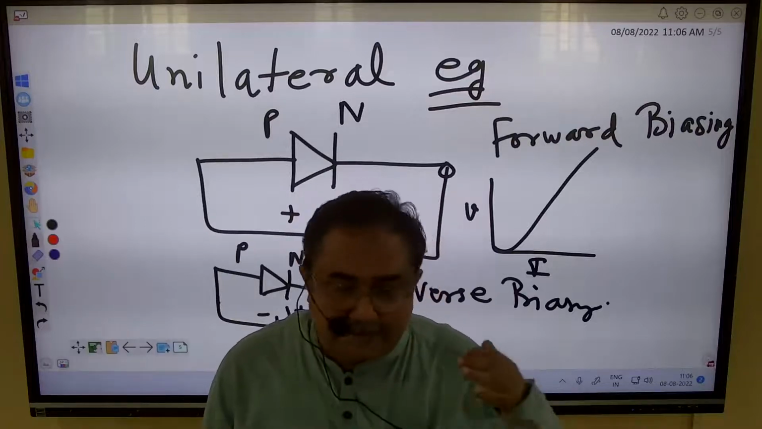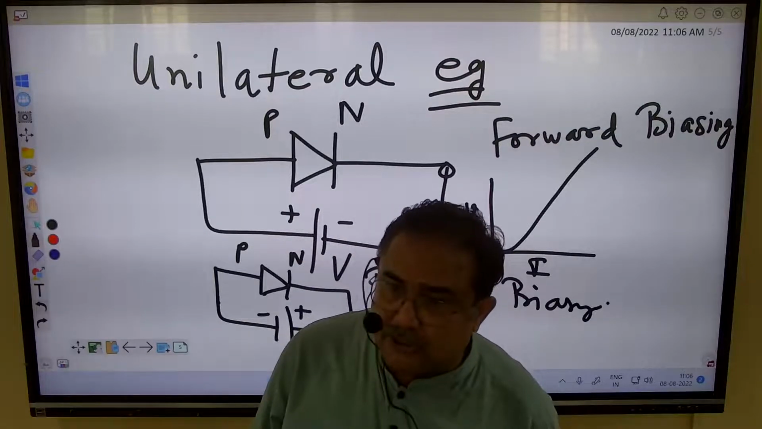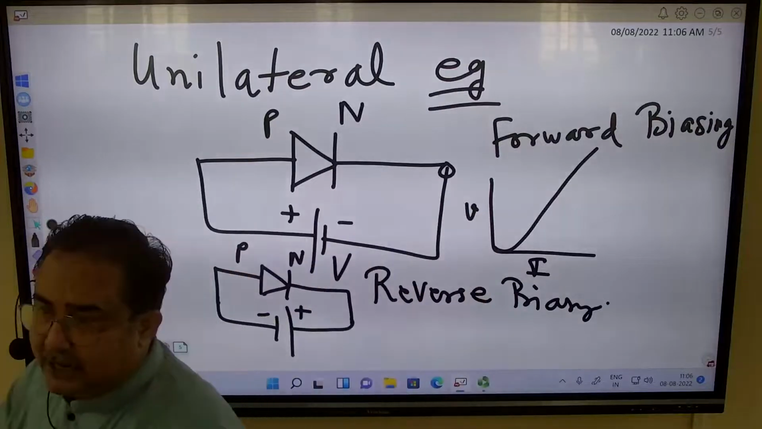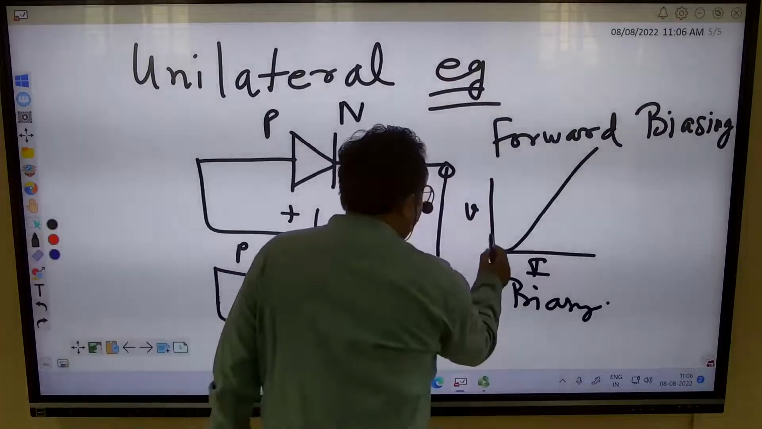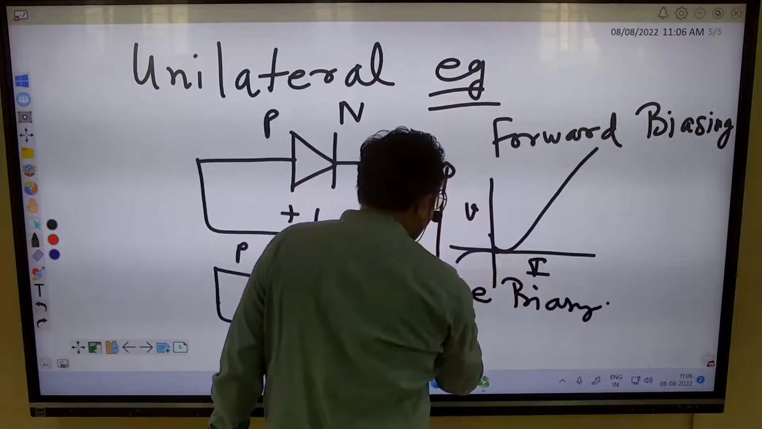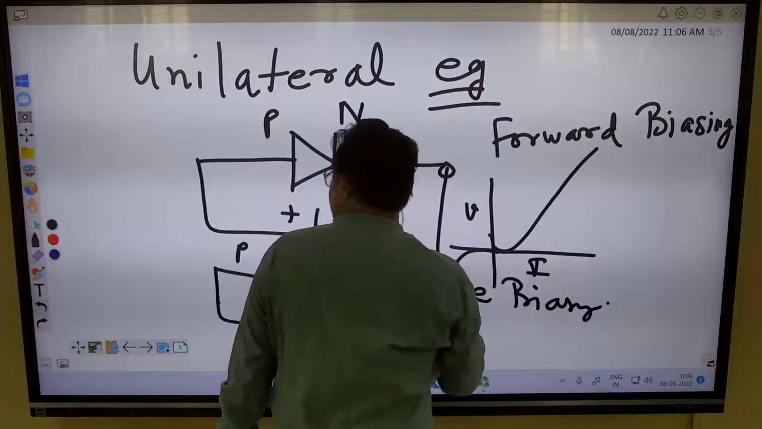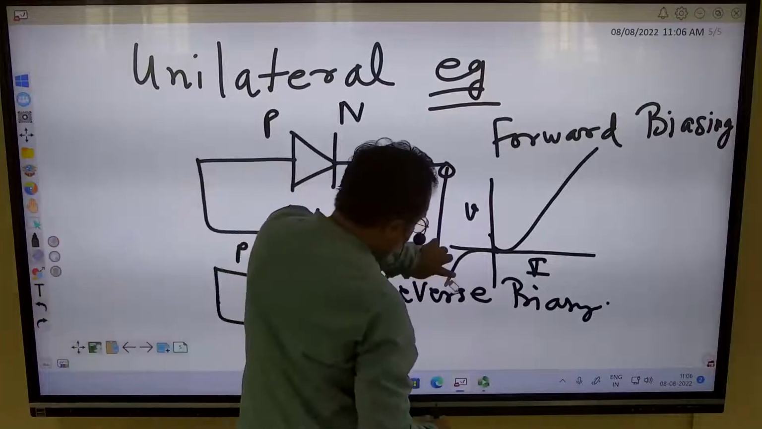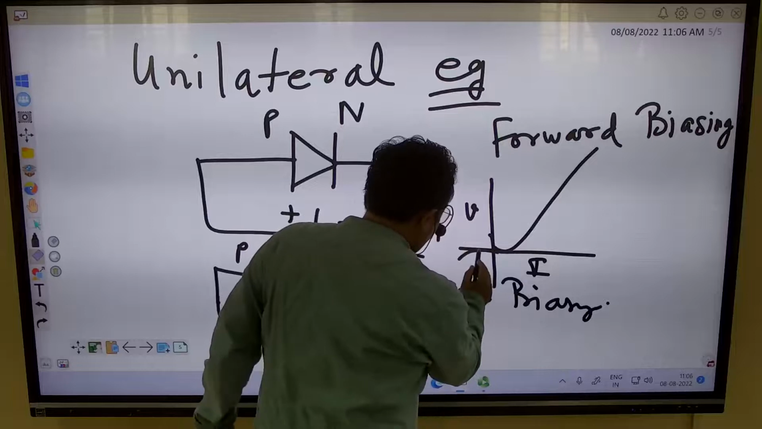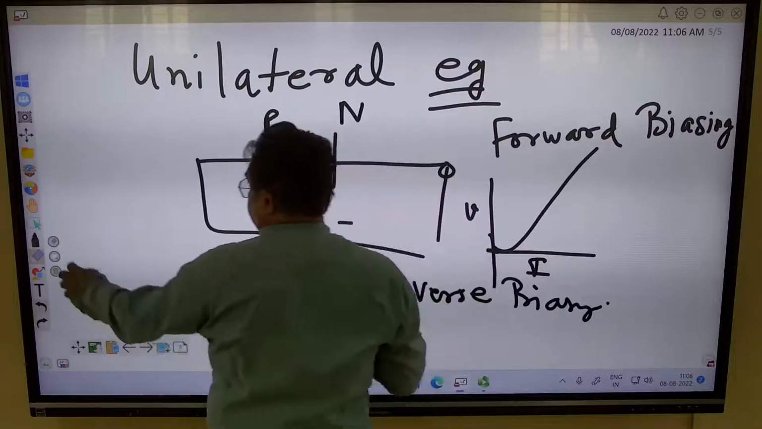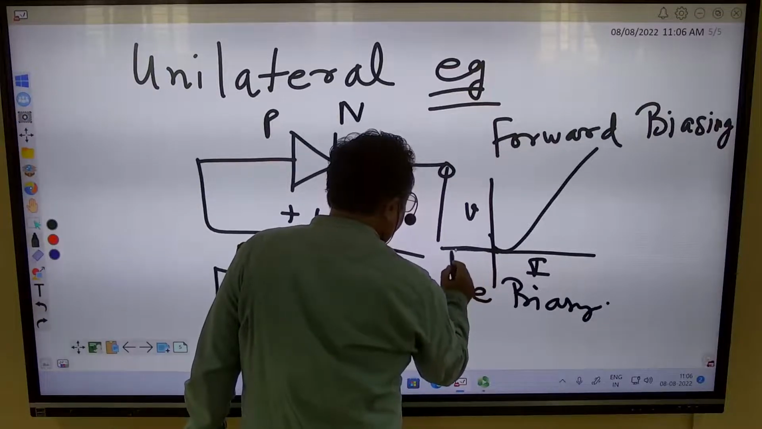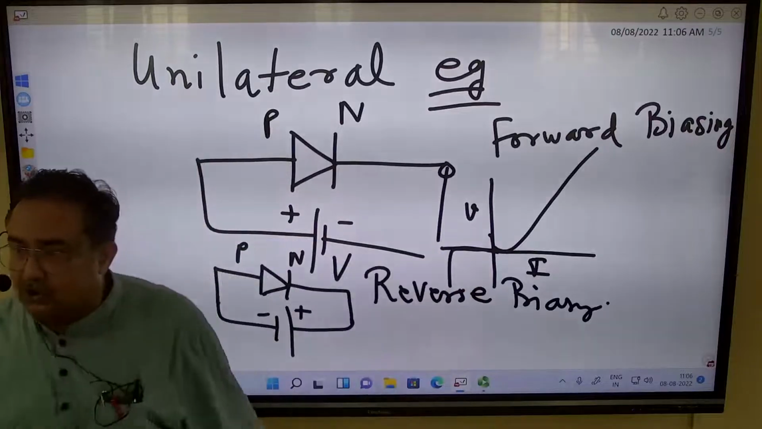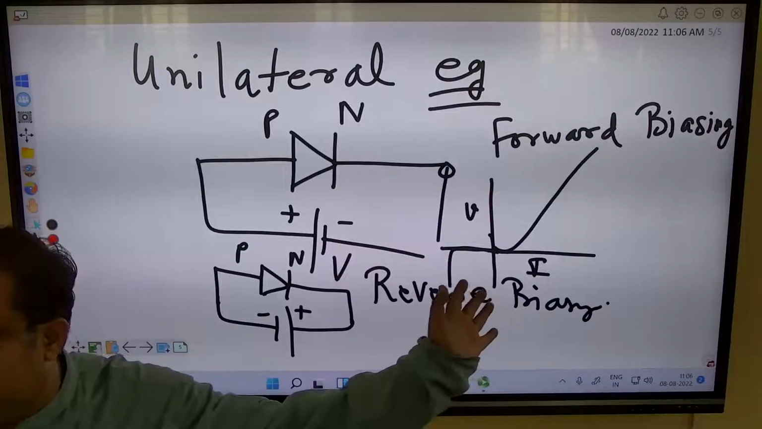A very small amount of current flows during reverse biasing, and at a particular voltage there is a breakdown. So the terminal property is changed. Do you agree or not? In some books it is drawn like this. Sorry, it is not like this. Like this. So this is not similar to the forward biasing characteristics.